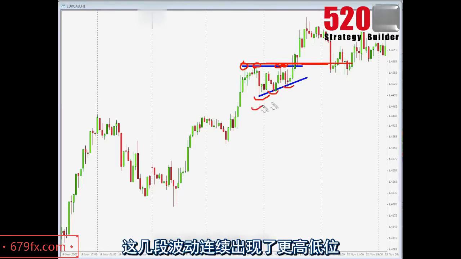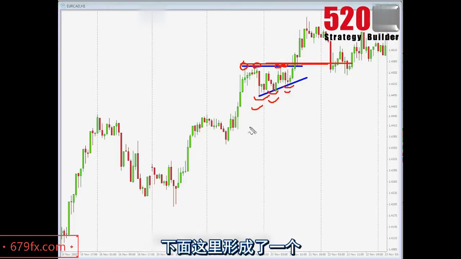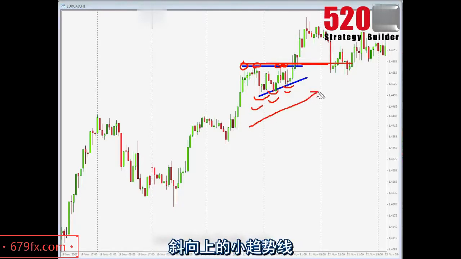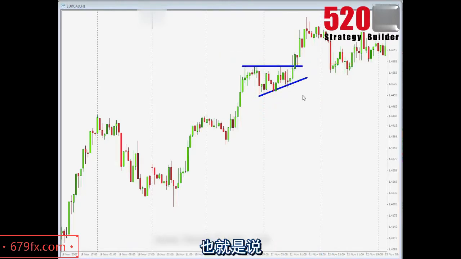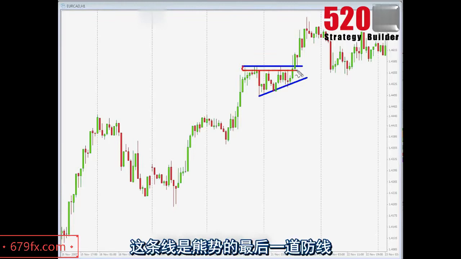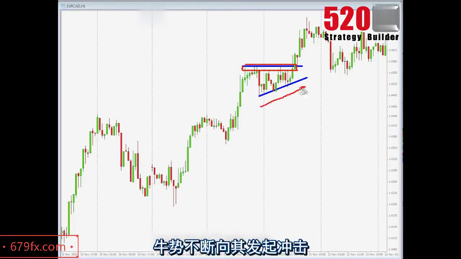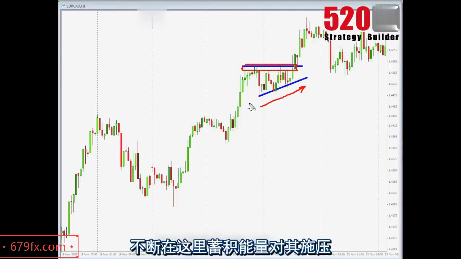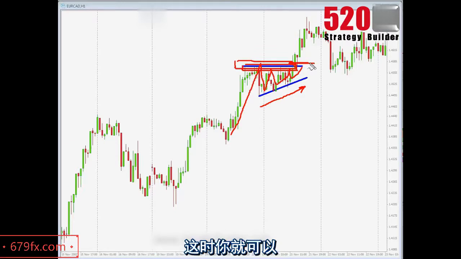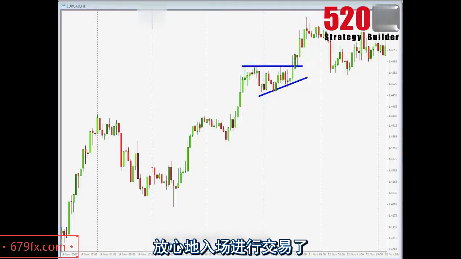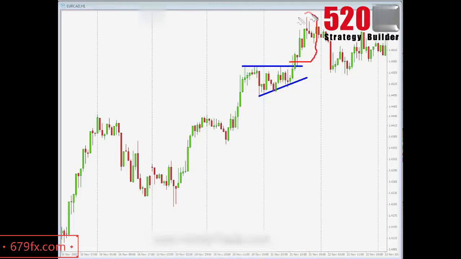whereas the lows for those swings make consecutive higher lows. Basically we have the lows forming an up leaning or up sloping trend line, whereas the highs simply make a horizontal line. That means that this is the bulls' last line of defense. The bulls keep charging on all the way up, effectively building up pressure to the upside into this key level, and once that level gives way, well, it's green lights to ride the new swing for a profit, as we can see here.